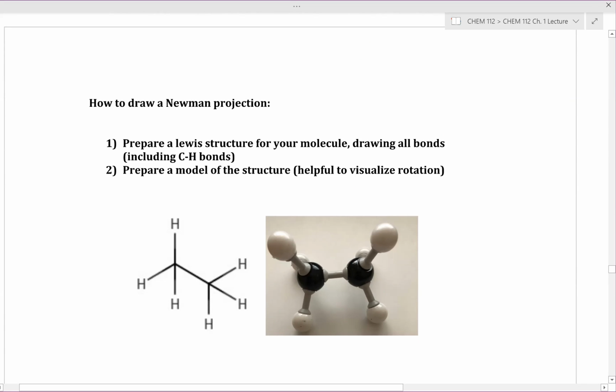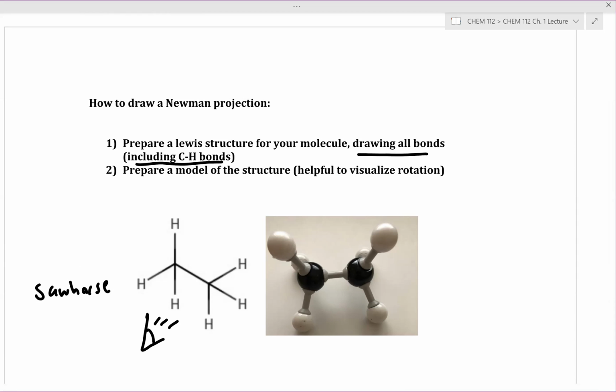I always like to look at my carbon-carbon bond first from the side-on approach. What do we call the side-on view? Sawhorse, yep. So we look at it from the sawhorse view, and you make sure you draw all of your bonds, including CH bonds, because we care about our hydrogens in our Newman projection. Next, you're going to prepare a model of your structure. This is where the model kit comes in.